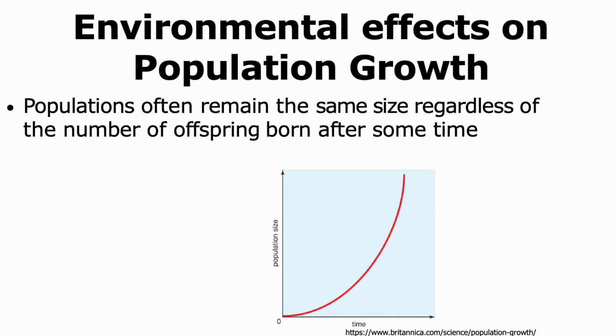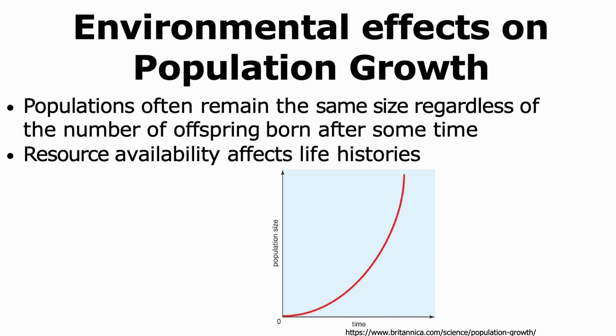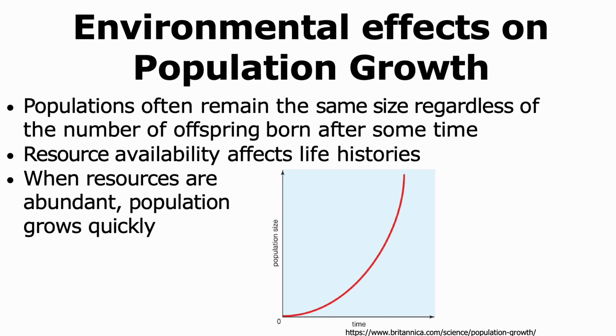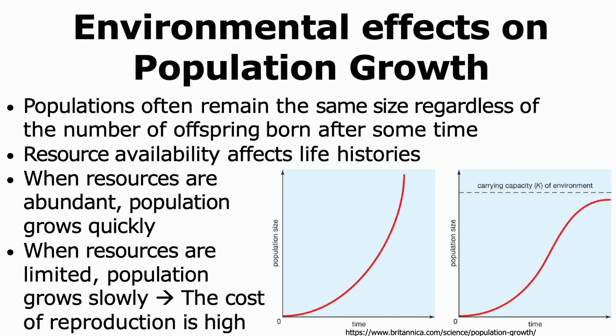Over time, a population attains a certain size such that even if there are many offspring born, the size does not change. This usually occurs due to the availability of resources. Resource availability in the environment affects life histories. When resources are abundant, the population is able to grow quickly, as shown in the graph where we see exponential growth of the population. However, when resources become limited, then the population starts to grow slowly, and this is because the cost of reproduction is high since there are not a lot of resources available.